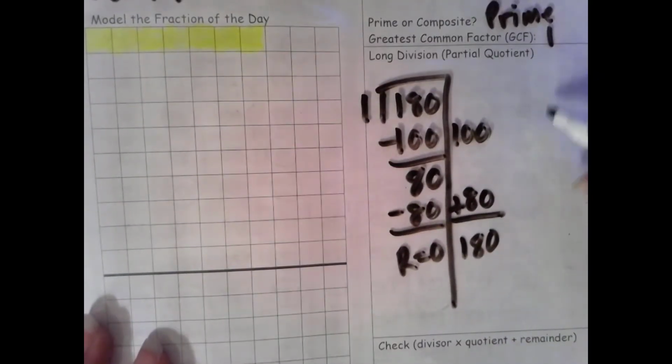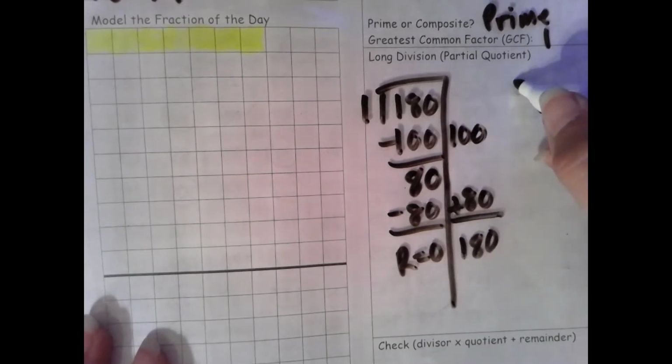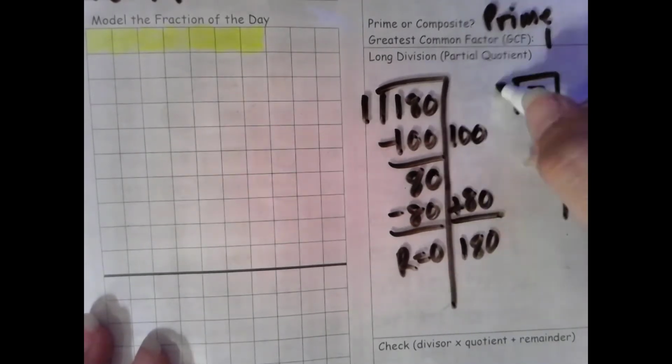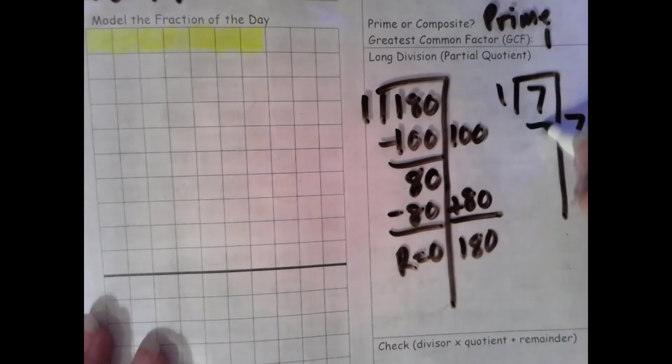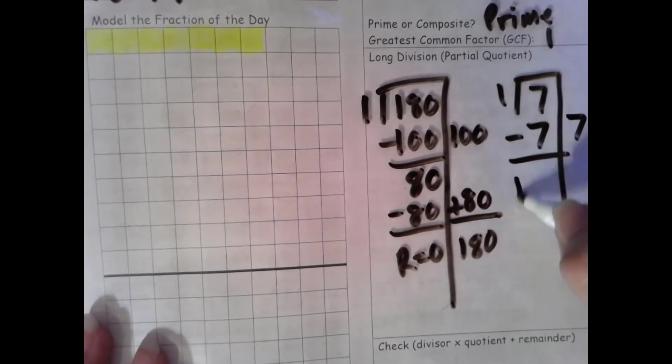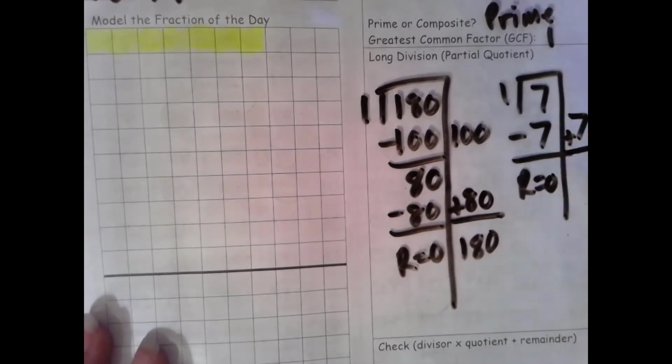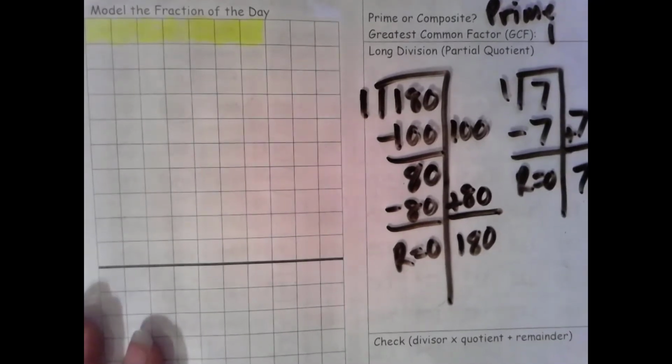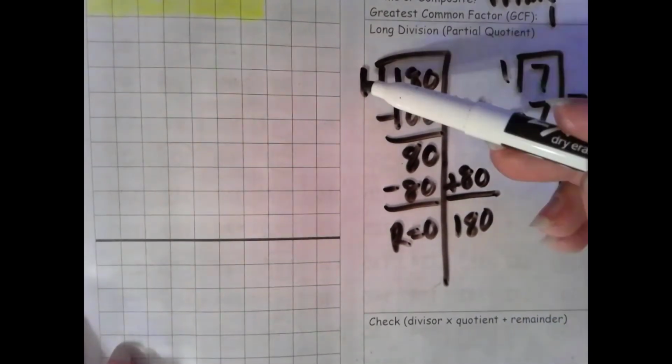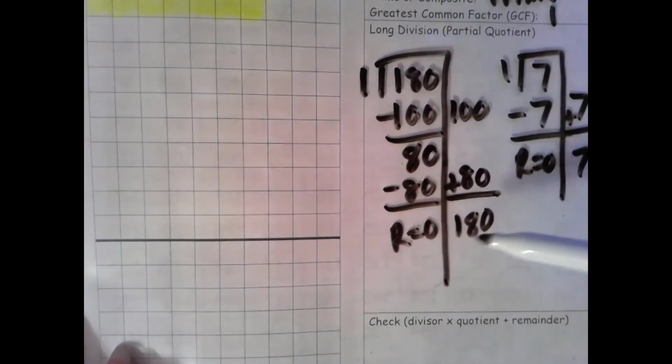Okay, then 7. 1 times 7 is 7. Numbers the same, zeros a game. Partial quotient is 7. Okay, now we need to check. Divisor times quotient plus remainder. That's our inverse operations for checking.